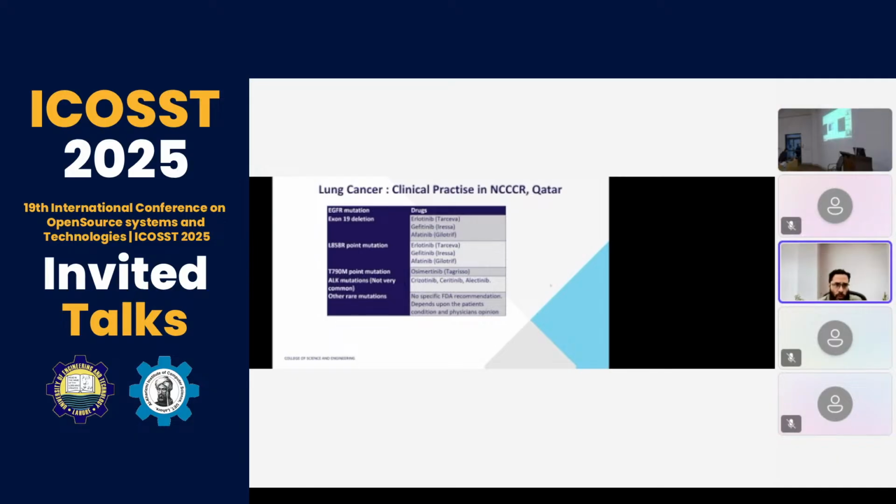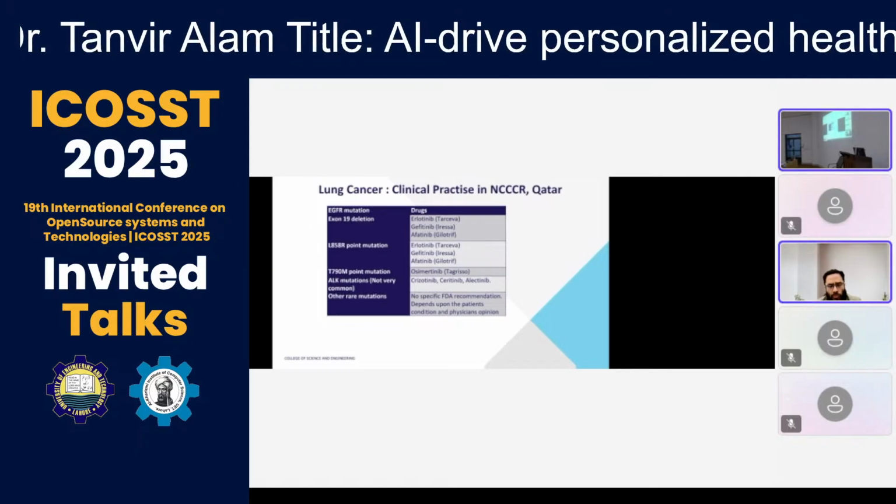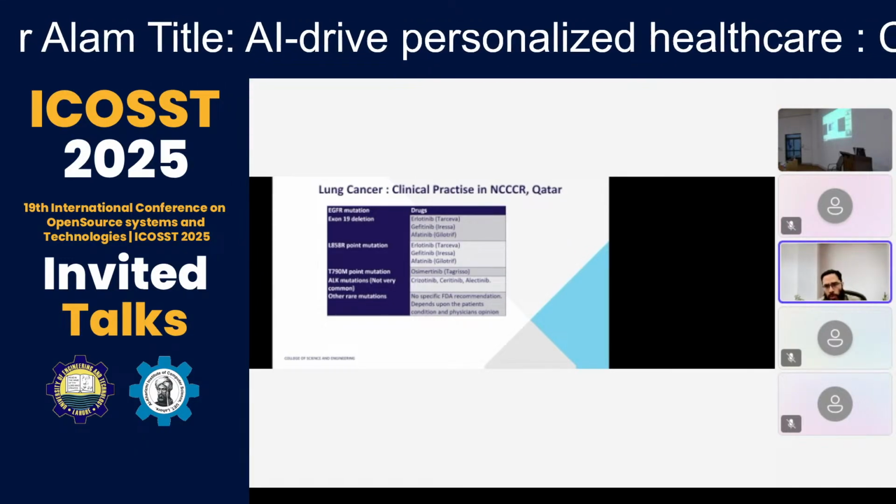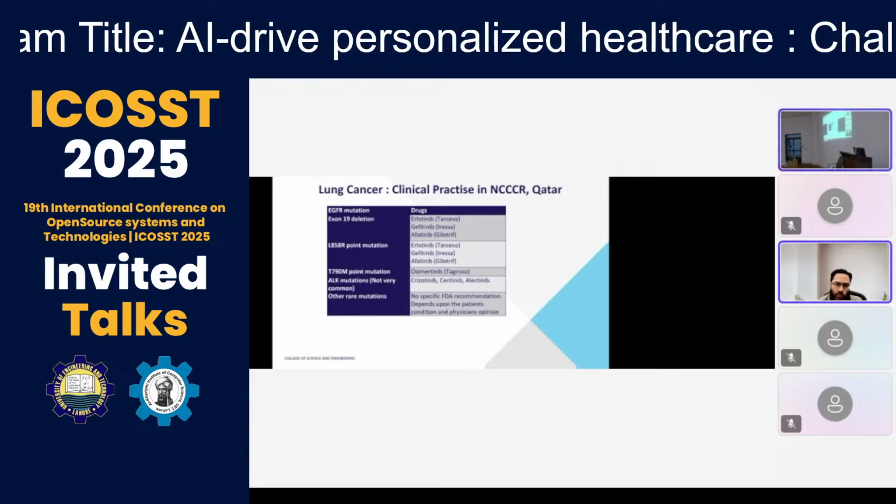On the left panel, you can see some classical mutations, like exon 19 mutations on the EGFR gene, the L858R point mutation, and other types of mutations. These are common standards in the clinic, with drugs that are prescribed and treated. But for other rare mutations that are not common across patients, there is no specific FDA recommendation.